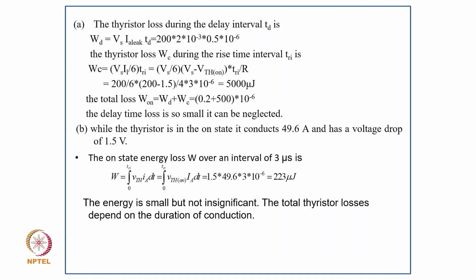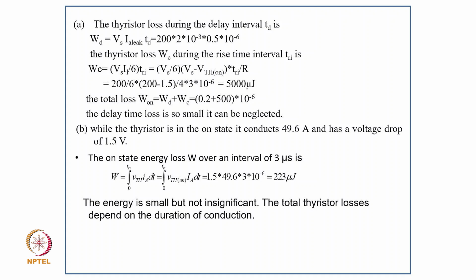So 200 into 2 into 10 power minus 3 into 0.5 into 10 power 9. So thyristor loss during rise time is WC equal to Vs into Is divided by T time, and putting the value it comes 5000 microjoule, and the total loss W equal to WD plus WC, that's 0.2 into plus 500 into 10 power minus. So delay time loss is so small it can be neglected.